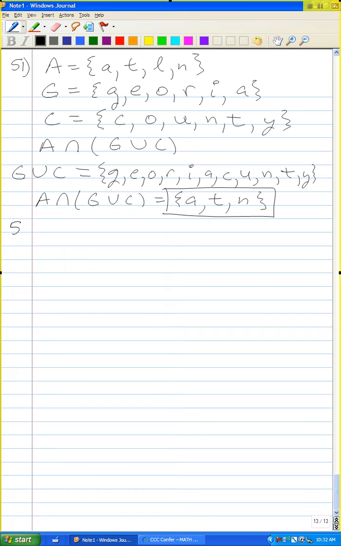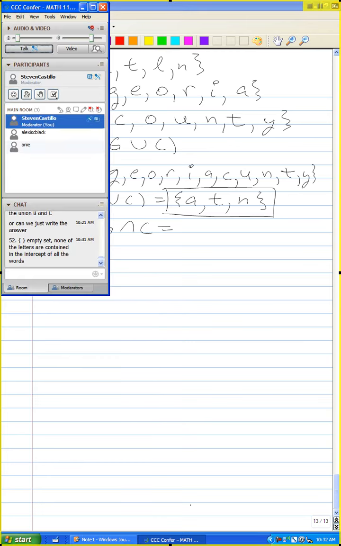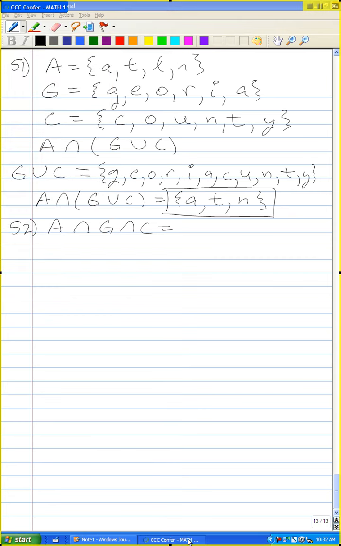52. A intersect G intersect C. That is the empty set, so none of the letters are in all three. There are no letters in common with all three sets. What's in common with all three sets? A, no. T, no. L, no. N, no. So again, it's the empty set. There's nothing in common in all three sets.